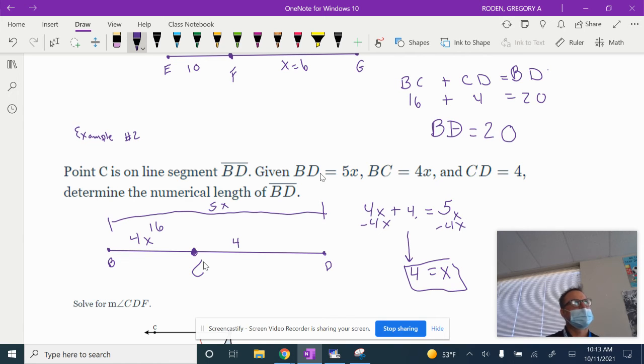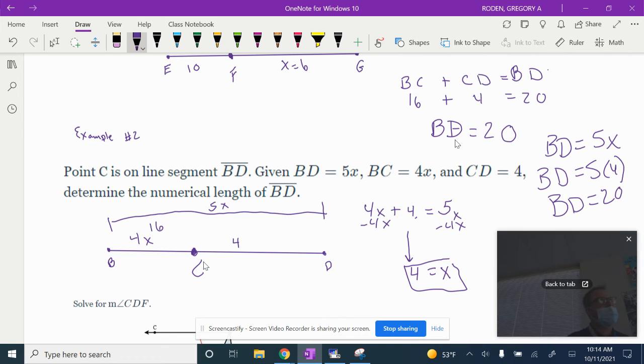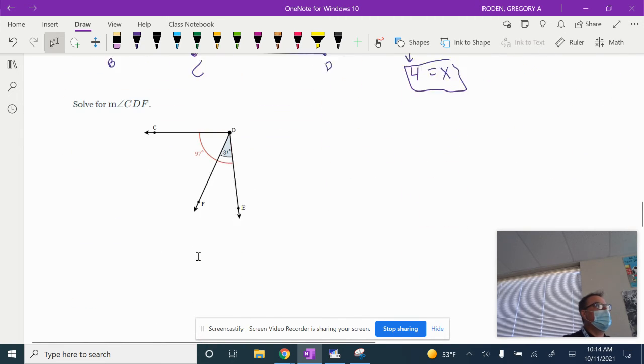Martin, what do you think? Since you already know that x equals 4, you could take that 4 and substitute it for x and multiply 5 by 4. Yeah, so BD equals 5x, so we could just say BD equals 5 times 4, so BD equals 20. Now, either one is fine, because that's what segment addition postulate really says. It doesn't matter. You could do Sophia's method and add the sum of the parts, or Martin's method and just substitute it in. Okay, excellent. All right, next problem.